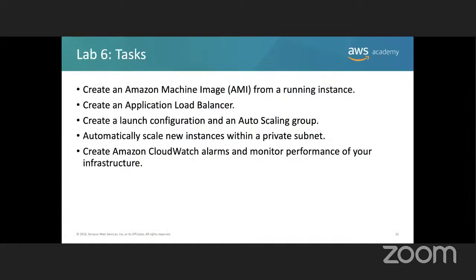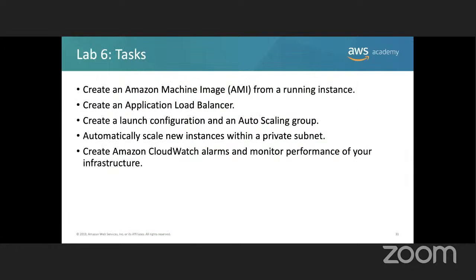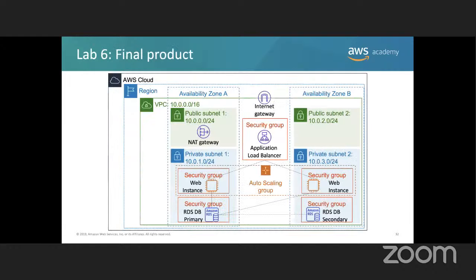So now, the final product, what you have to do is create an Amazon machine image, AMI, from a running instance. Create an application load balancer, create a launch configuration and auto scaling group, automatically scale new instances within a private subnet, and create Amazon CloudWatch alarms and monitor performance of your infrastructure. So guys, basically what I did, except the CloudWatch alarm, which I couldn't create due to the space on the screen, this is going to be the final product of your lab.